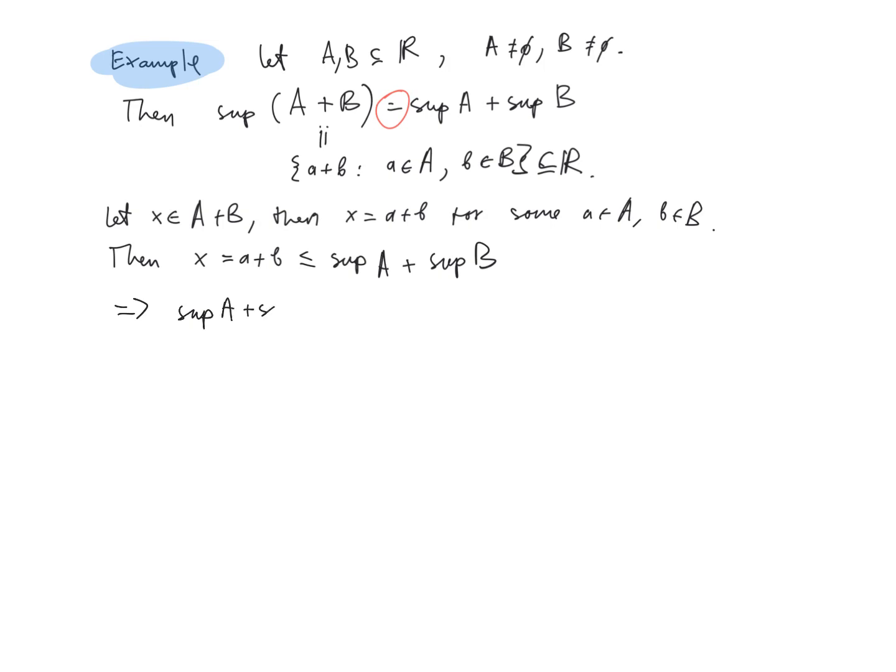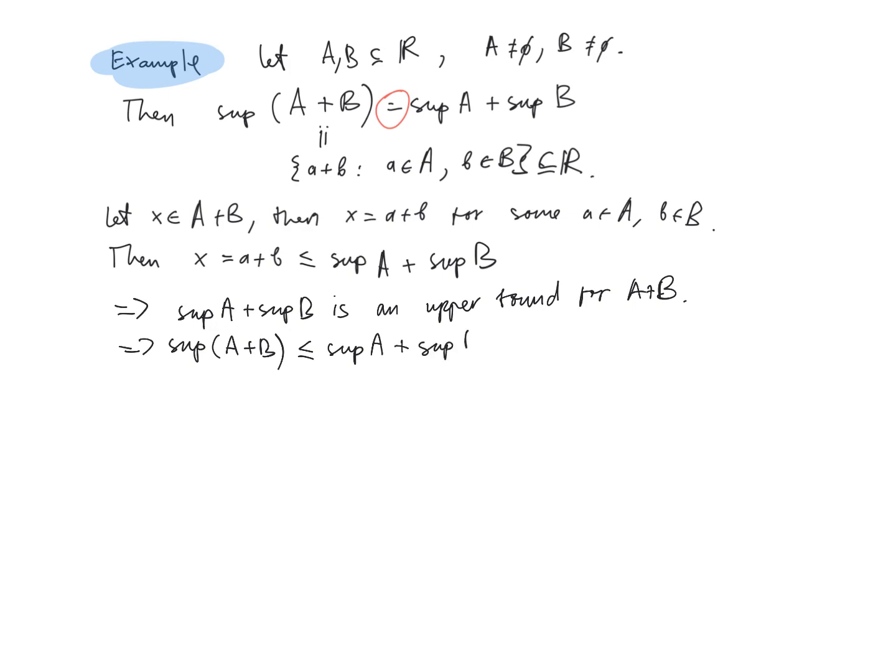that the supremum of A plus the supremum of B is an upper bound for the set A plus B. Hence, the supremum of A plus B, which by definition is the least upper bound for the set, must be less or equal than the sum of the suprema of A and B. This gives one side of the inequality, and so it remains to show the reverse inequality.